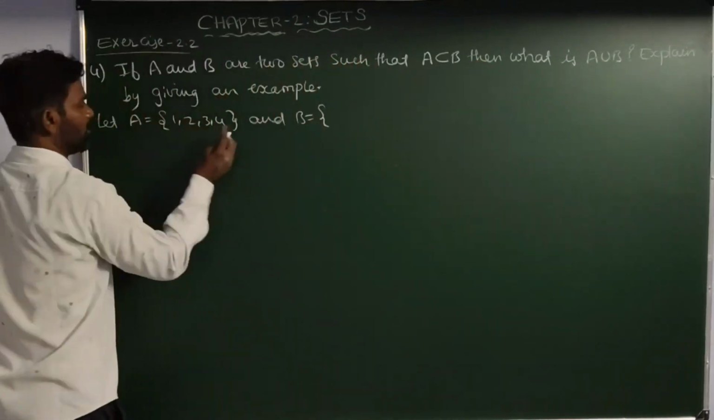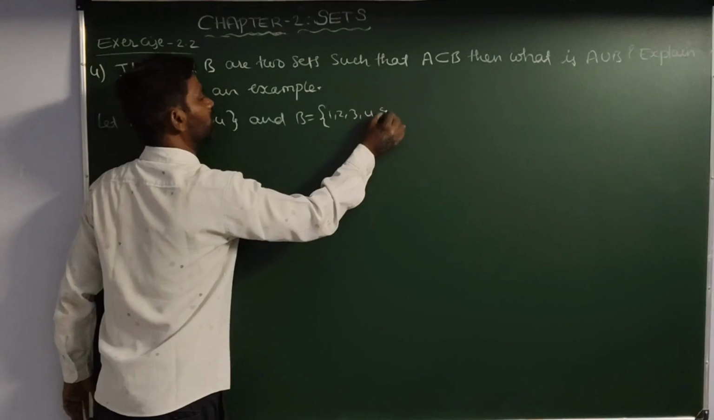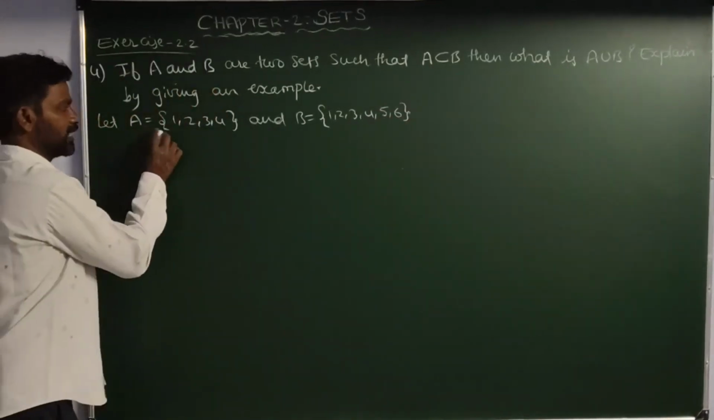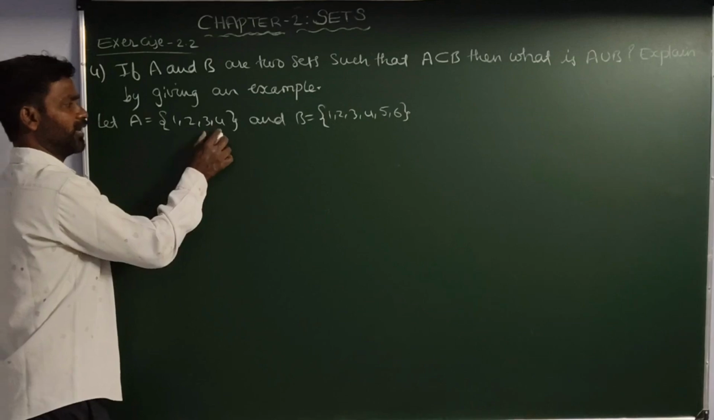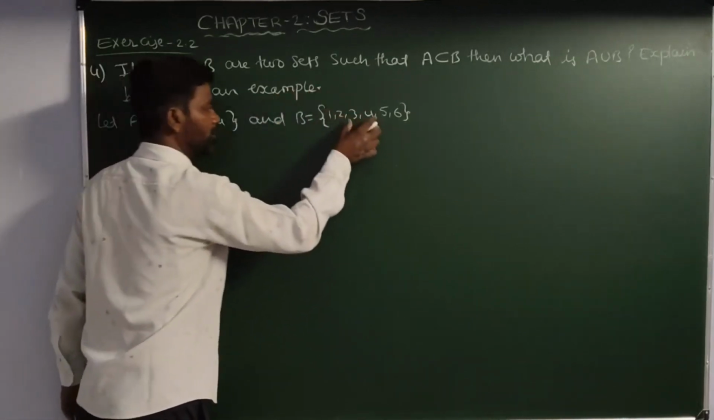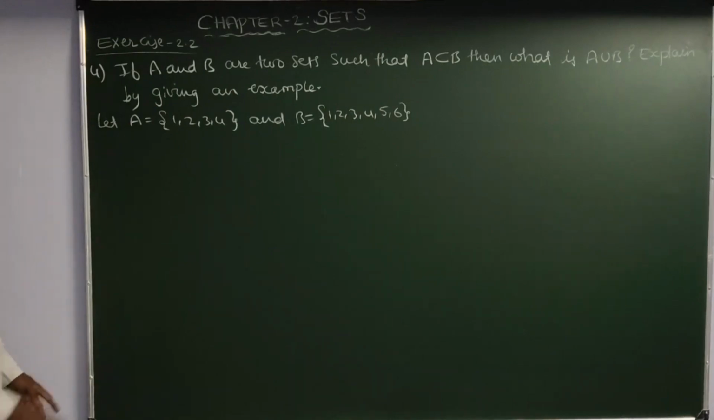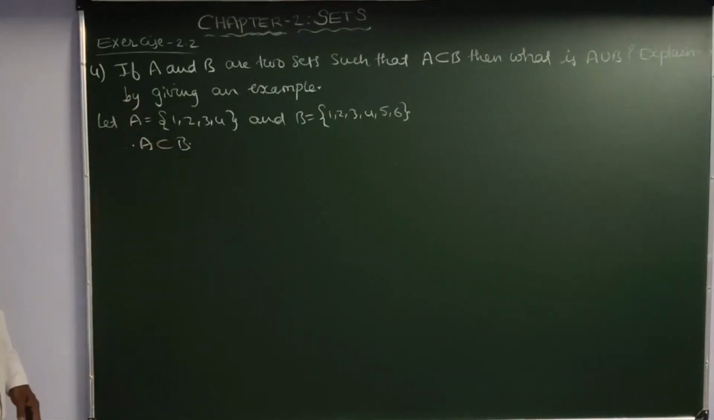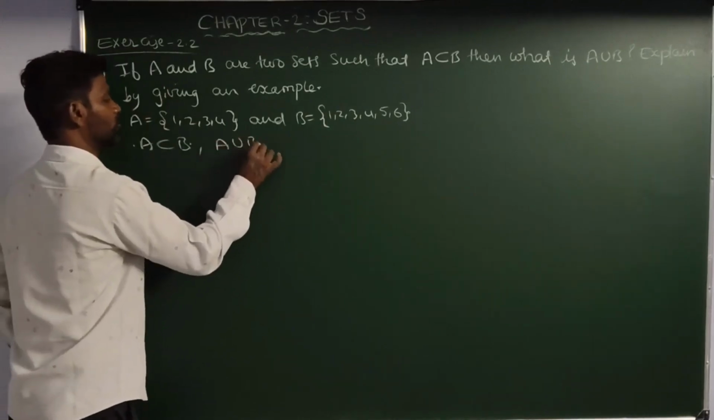So all these elements we have to write. What are they? 1, 2, 3, 4, and you write a few more elements. Right? So now we can say that A is a subset of B. Why? Because all the elements of A are present in the set B. So therefore, we can say that A is a subset of B. Now, what we have to find? A union B is equal to question mark.